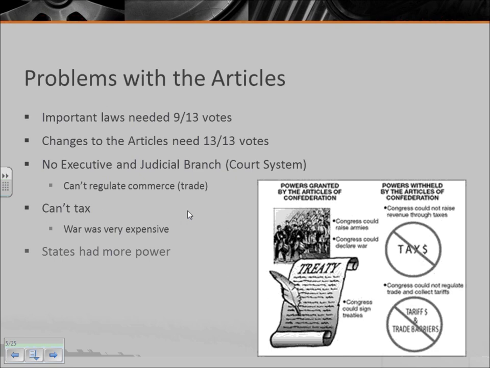Now, as we saw in class, the Articles have several problems. Important laws needed 9 out of 13 votes. And with our group activity, you saw how 9 out of 13 was near impossible. So you can see how to change the Articles, needing 13 out of 13 votes would be almost unheard of. How would you do it? 13 out of 13. We couldn't come to a consensus in class about the extra credit project. All right. So just imagine that and apply that here. 13 out of 13 and 9 out of 13. Very difficult to get anything done.